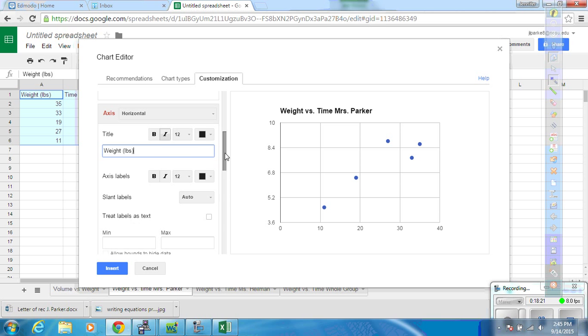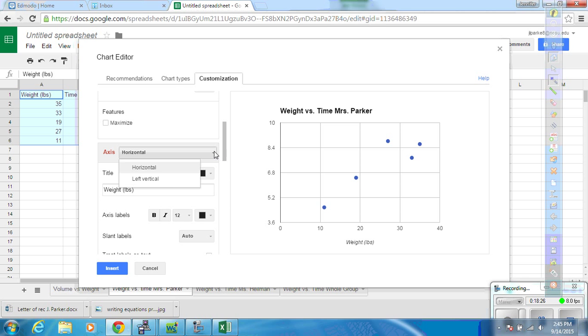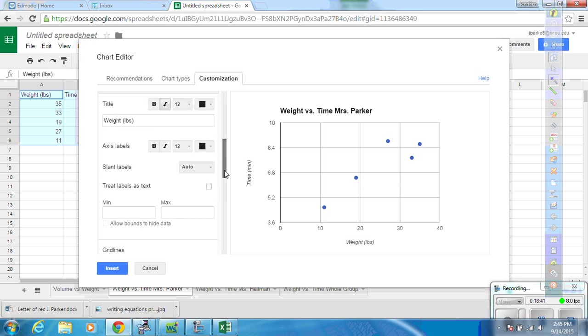And then we want to go to our vertical and title it. It was our time in minutes. So that was, I labeled my two things. Now I have, you should never have a chart that doesn't have labels on it. That's always a bad deal.